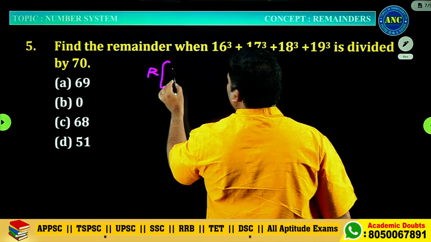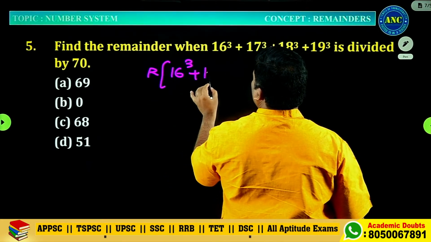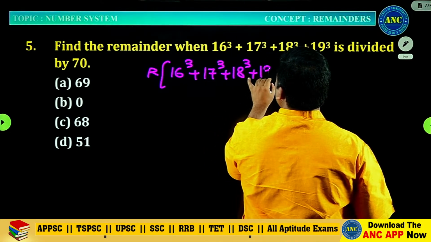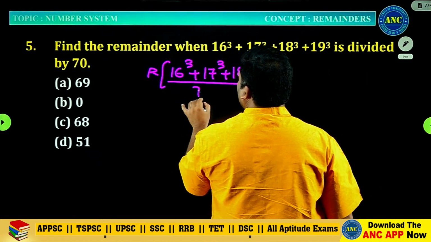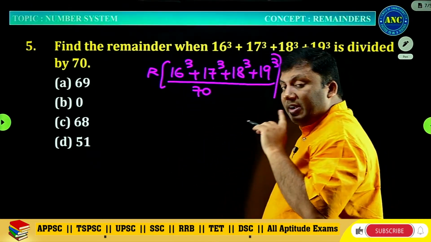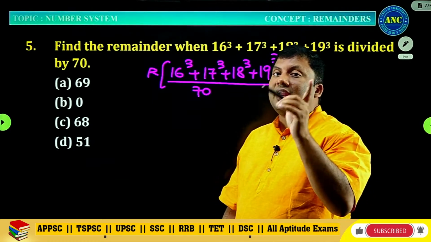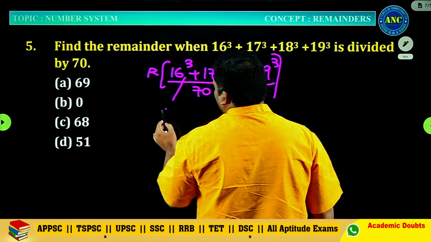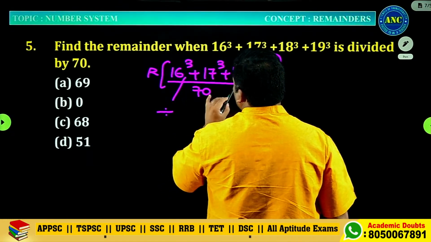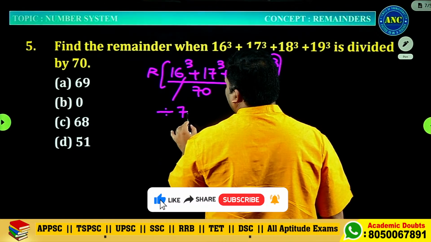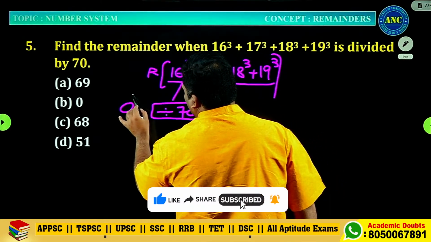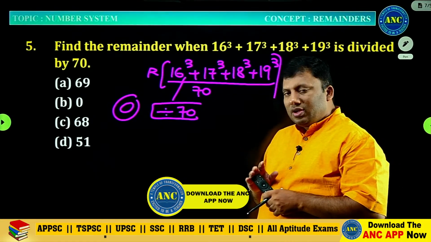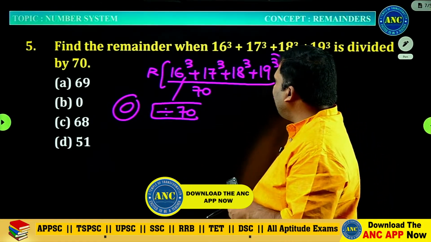Find the remainder. Already we discussed this model. 16 power 3 plus 17 power 3 plus 18 power 3 plus 19 power 3 divided by 70. 16, 17, 18, 19 are in arithmetic progression. Power is an odd number, that means it is divisible by the sum of the bases. 16 plus 19 is 35, plus 35 is 70. The numerator is divisible by 70, so the answer should be 0.